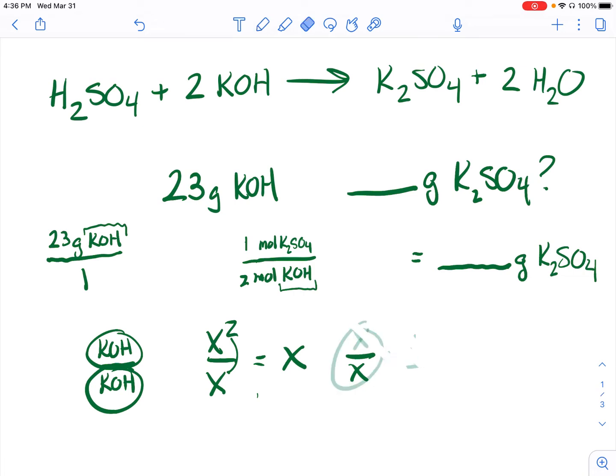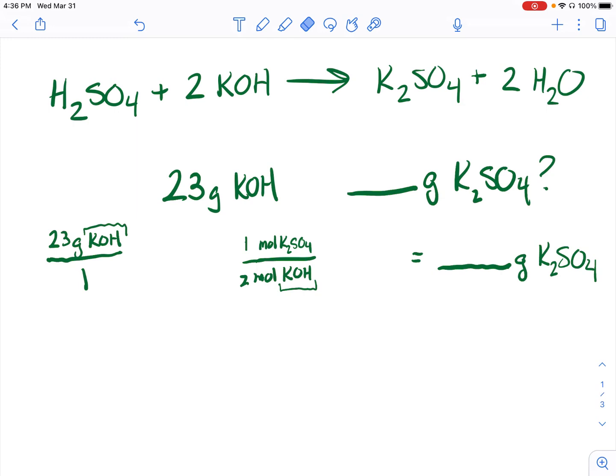So if we want to get from potassium hydroxide to potassium sulfate, the potassium hydroxide has to cancel out somewhere and leave us at potassium sulfate. So I want KOH over KOH, which is why in the mole ratio, I write it as 1 over 2 and not the other way around, 2 over 1. But this brings up another problem, and that problem is that I can't cancel everything out with potassium hydroxide because I have grams here and moles here.